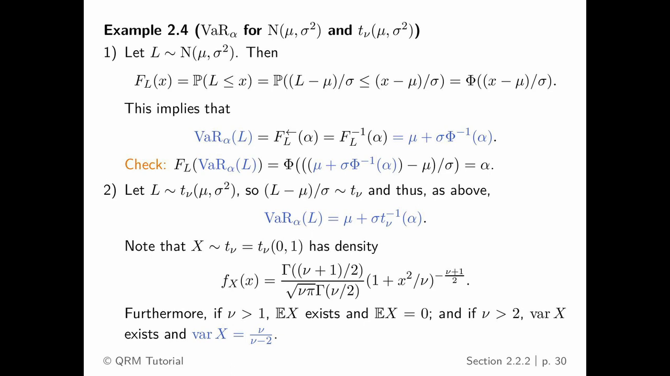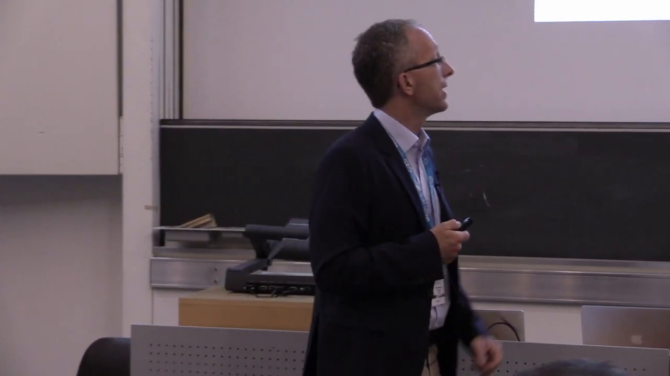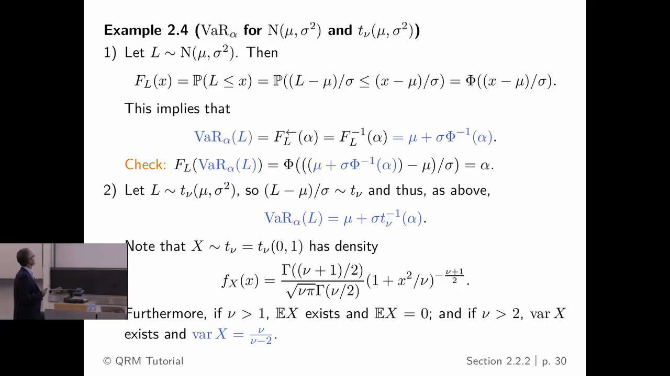Example: very quickly, here we compute the value at risk for the normal and the t-distribution. If X is normally distributed, then you can immediately see, and this is not specific to the normal distribution, it's clear from the definition of value at risk as a quantile, that if you scale and center a distribution, then the quantiles are also scaled and centered. So the value at risk is just, if you take a normal distribution with mean mu and variance sigma squared, of course, if you subtract mu and divide by sigma, you get a standard normal distribution.